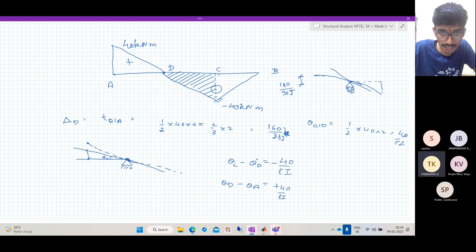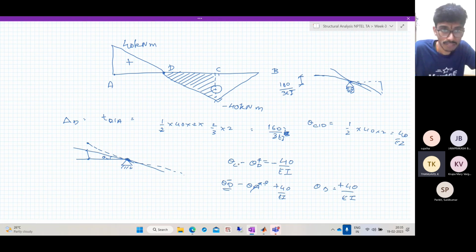Okay, so the left side slope, call it theta C minus theta D. This is positive on the right hand side, and this is on the left hand side. The slopes are not continuous, so we can't say that. But what you can say is theta D. So the need here is to determine theta D. Theta D minus theta A is well known because theta A is 0. So theta D is nothing but plus 40 by EI.